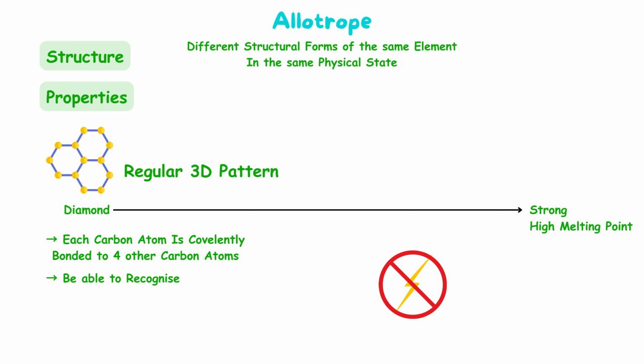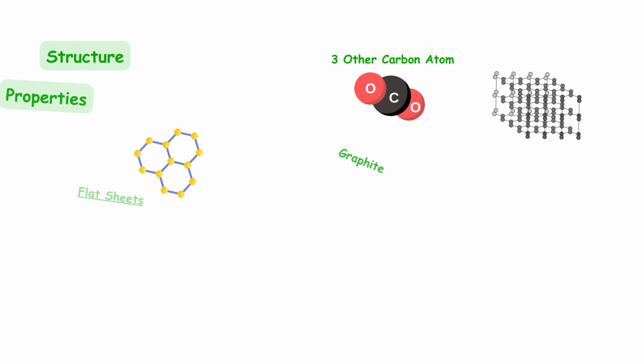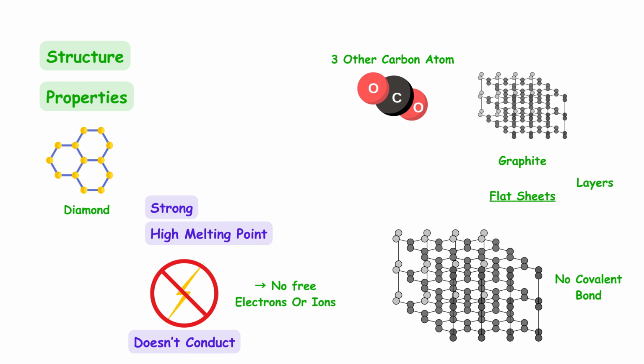Because each of these bonds is extremely strong, breaking them requires a significant amount of energy, which gives diamond its legendary hardness and incredibly high melting point. However, diamond does not conduct electricity since it has no free electrons or mobile ions that could carry a charge.